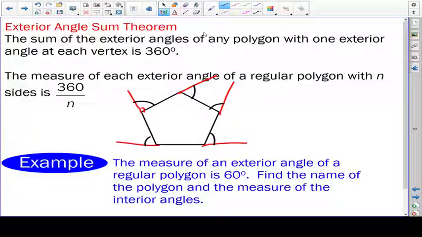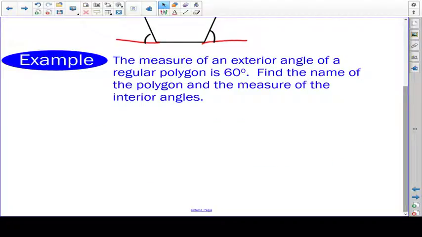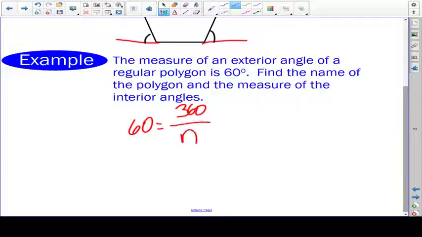Okay? But how about if the question we get is this? The measure of an exterior angle of a regular polygon is 60 degrees. What's the name of the polygon? And find the measure of the interior angles. So we know that the angle is 60, and that's equal to 360 over n. We want to figure out what n is. So this is an equation.